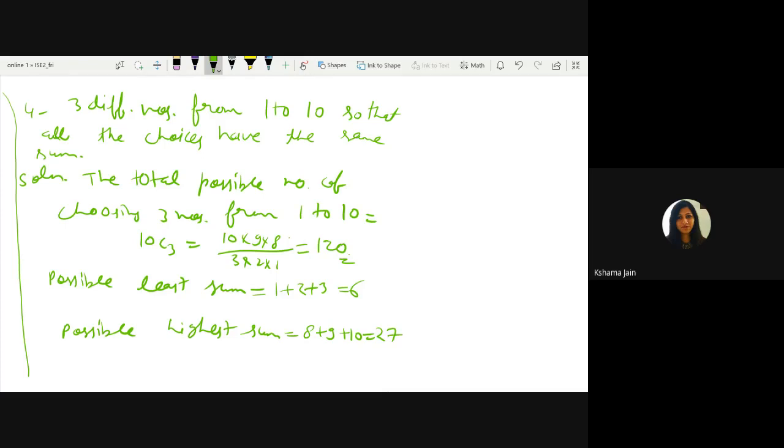So this thing we have understood: any combination we are picking out of 120 will have a sum from 6 to 27, not less than 6, not more than 27. It's not possible. Any 3 numbers you pick from 1 to 10, if you want to cross verify, check their sum. That sum would definitely lie from 6 to 27, including 6, including 27.